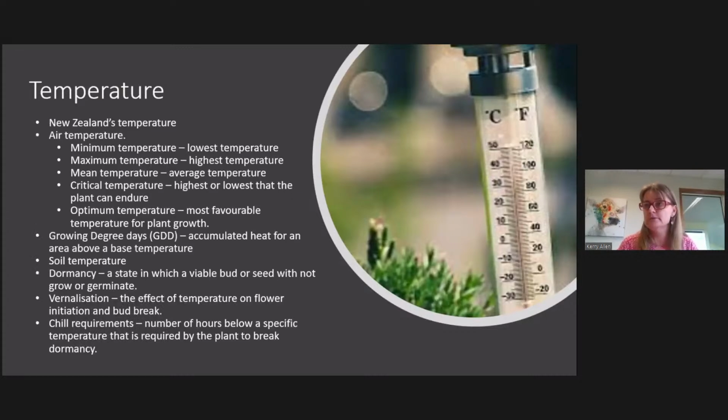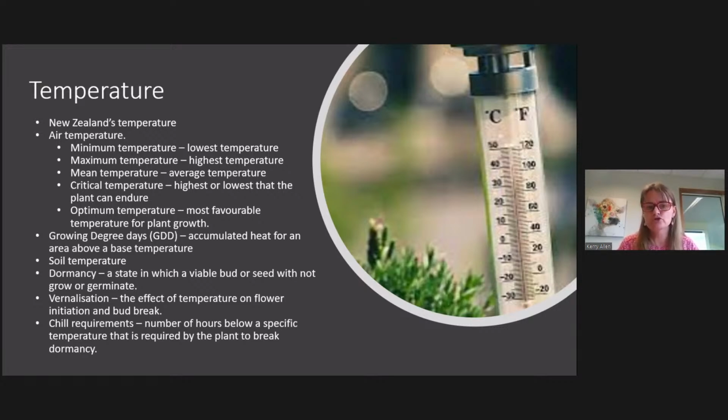Once again, this is a big one because it has a big impact on plants. New Zealand's temperature varies, as you're aware, right across the country. So you do need to be mindful of where we are in the country and what those temperatures are. We usually look at the minimum, maximum, mean, critical, and optimum temperatures, and plants have all of these. The minimum is the lowest temperature that they can survive at. Maximum is the highest temperature that they usually can survive at. Mean is what they prefer, or their average temperature.